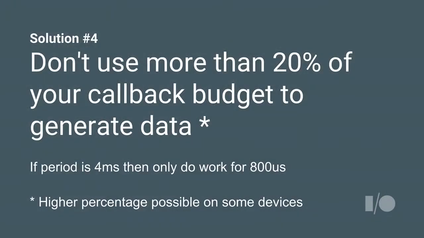Okay, and this is kind of the hardest and most painful one for me. Don't use more than 20% of your callback budget to generate data. What this means is that if you're taking more than about a quarter of that time, you should try to scale back things, scale back effects, scale back the amount of polyphony, because the chances are you're going to get a glitch. Or even worse, get a whole bunch of glitches, or maybe the device will even heat up.